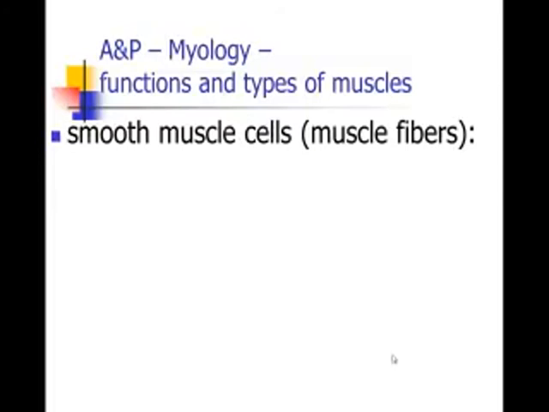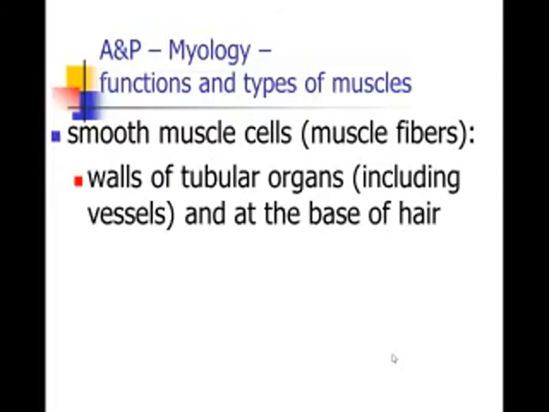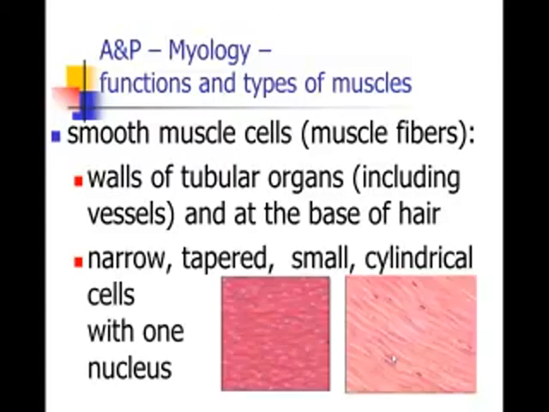Smooth muscle cells, or muscle fibers. These usually are in the walls of tubular organs, including blood vessels, but they're also at the base of hair, the individual hairs on the surface of your body, and we'll talk about that and how they work. Now, in contrast with cardiac and with skeletal muscle, these cells tend to be relatively small. Rather than being cylindrical, they're sort of tapered. You can see that in this drawing here.